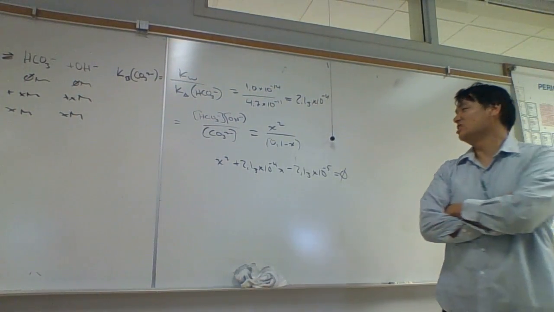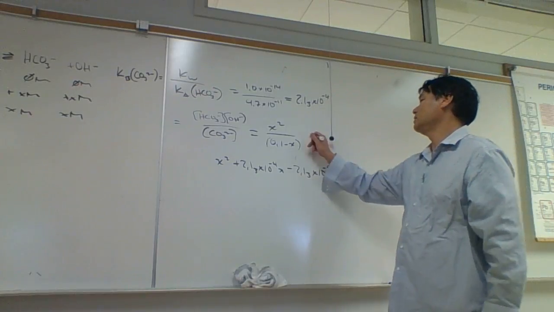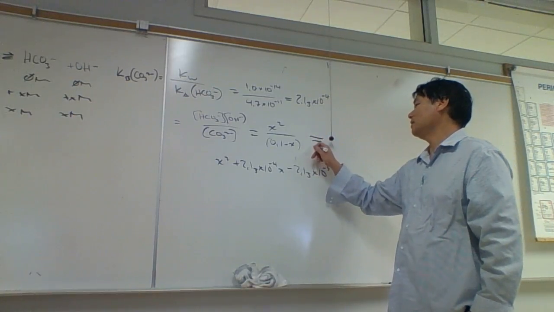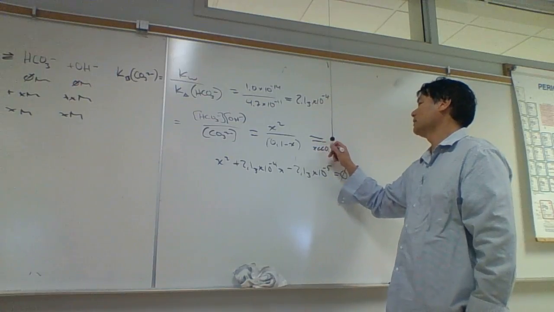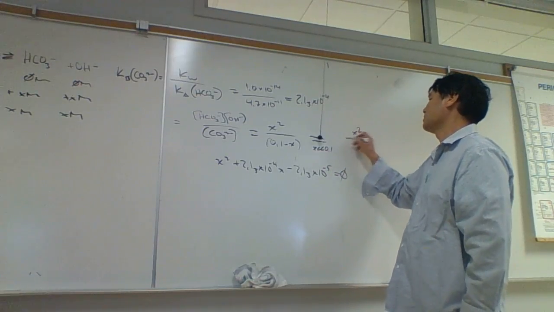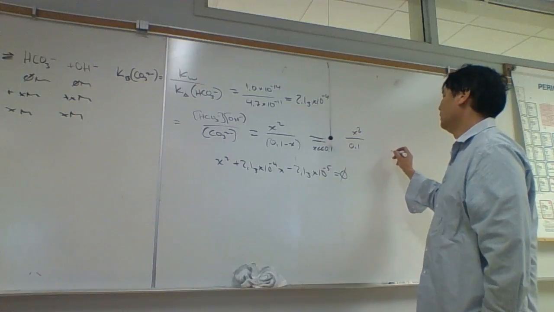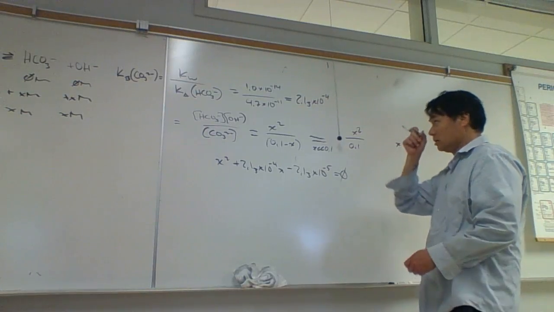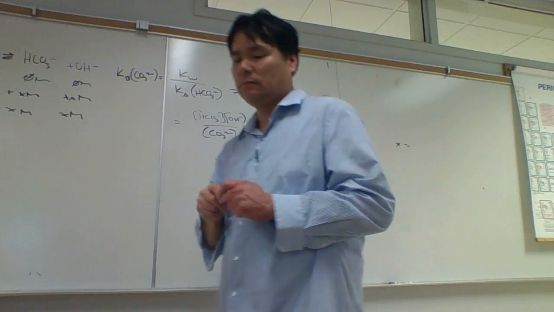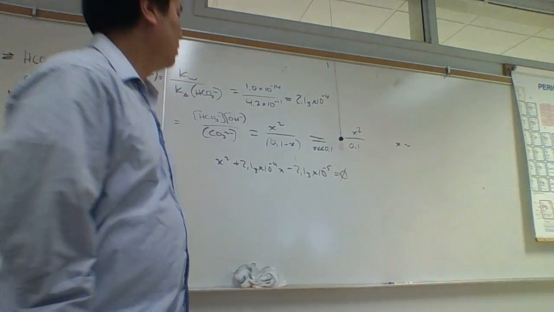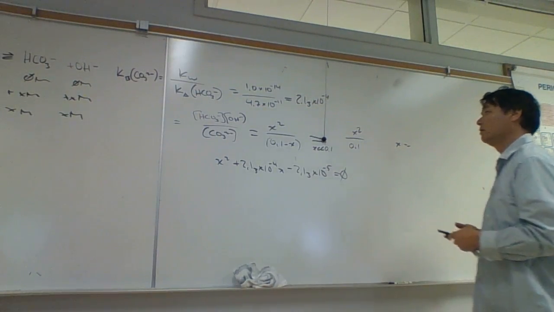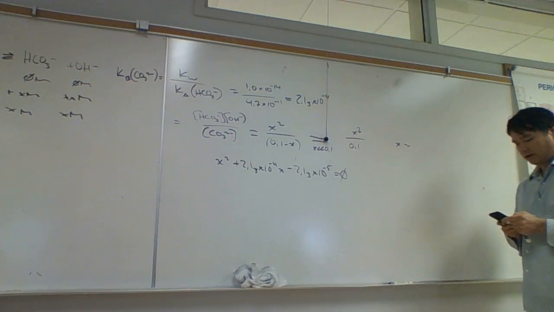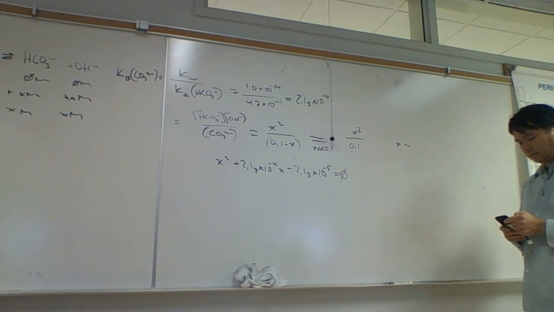Yeah, you assume the change is negligible. So one thing we could have done is, if I didn't want to do the quadratic, I might have tried this. I might have said x is much smaller than 0.1. If x is much smaller than 0.1, then we'll get x squared over 0.1, which means that x is equal to 0.1 times 2.13 times 10 to the minus 4. So that would be 2.13 times 10 to the minus 5, and take the square root of that.